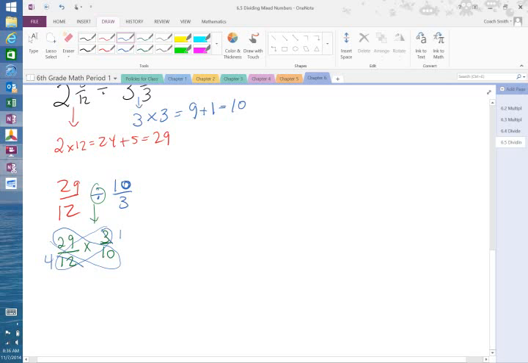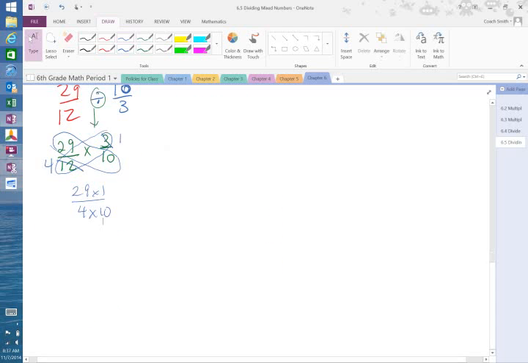Okay, is there any common factor between 29 and 10? No. 29 is prime, and obviously the only factors of 10 are 2 and 5 and 10, and none of those go into 29. So it gives me 29 times 1 on top, 4 times 10 on bottom. Okay? Which means I have what? 29 over 40.